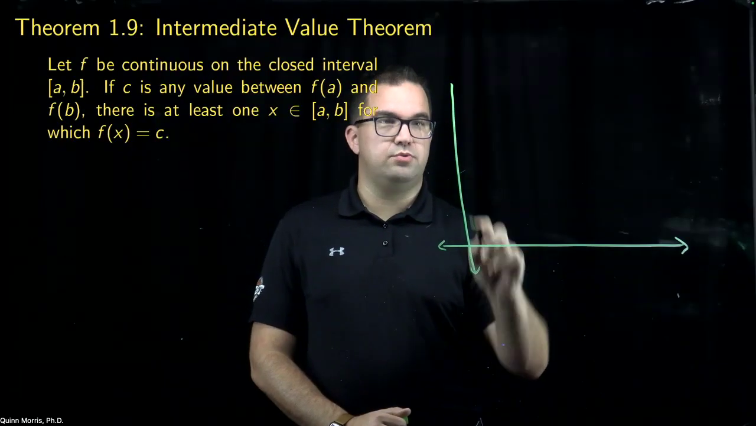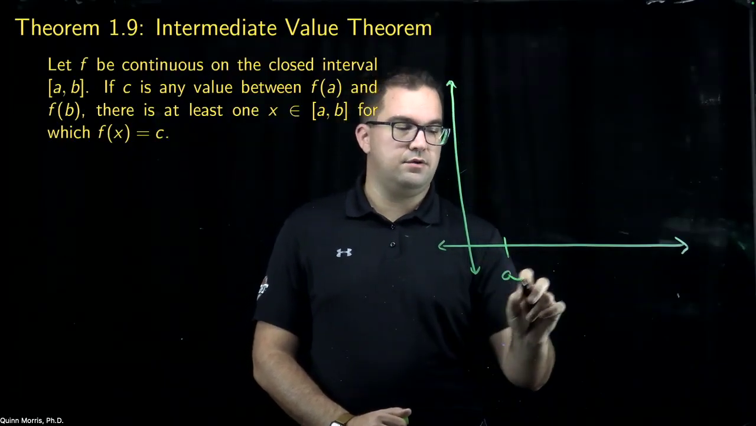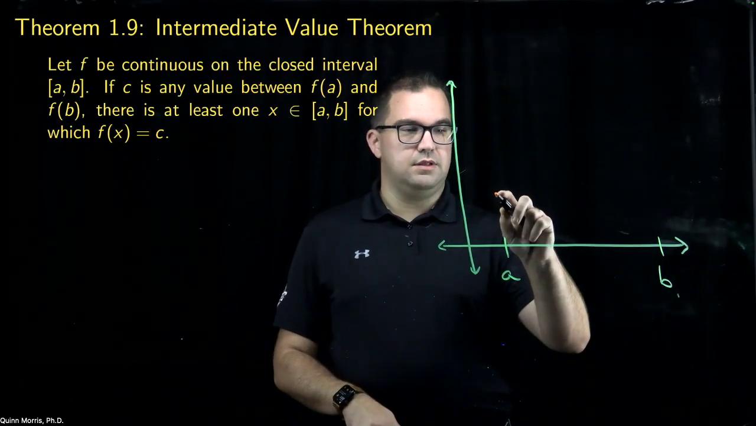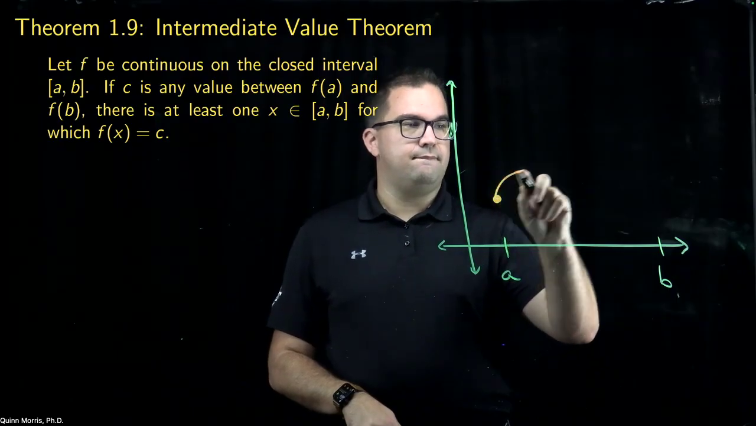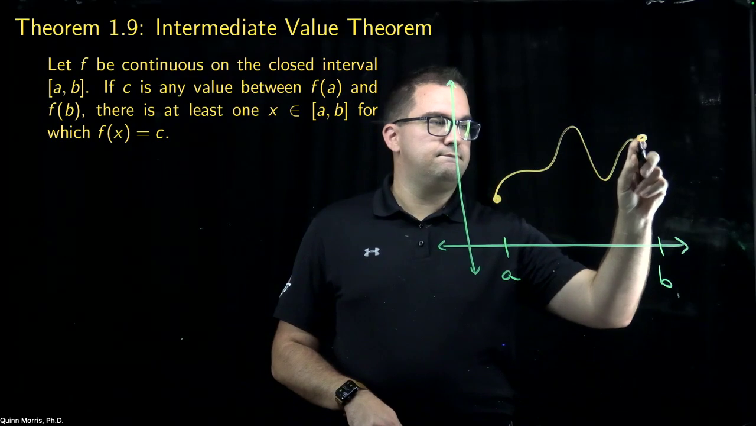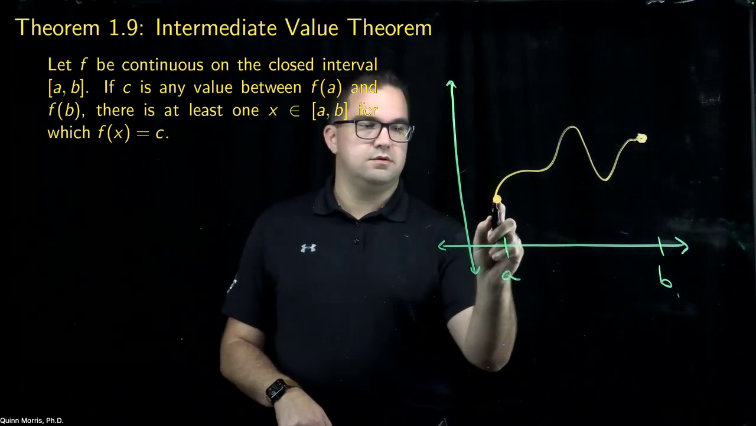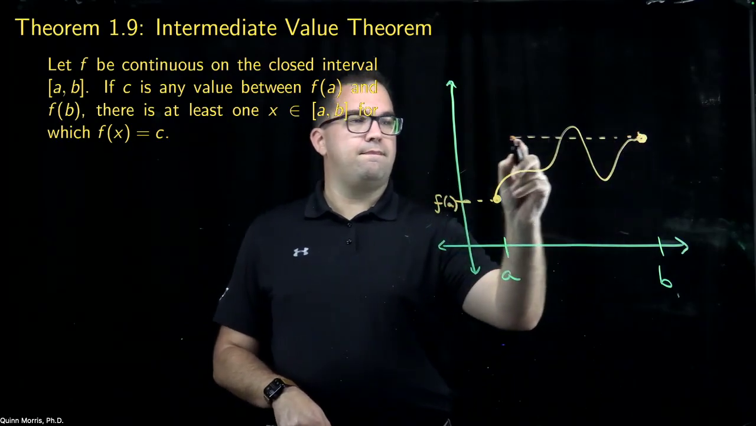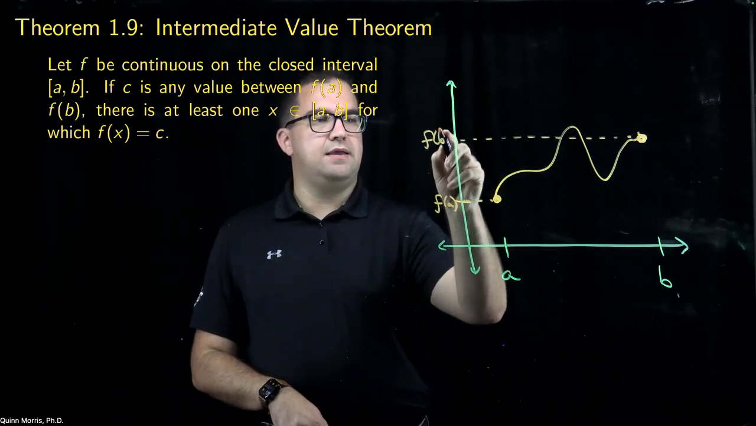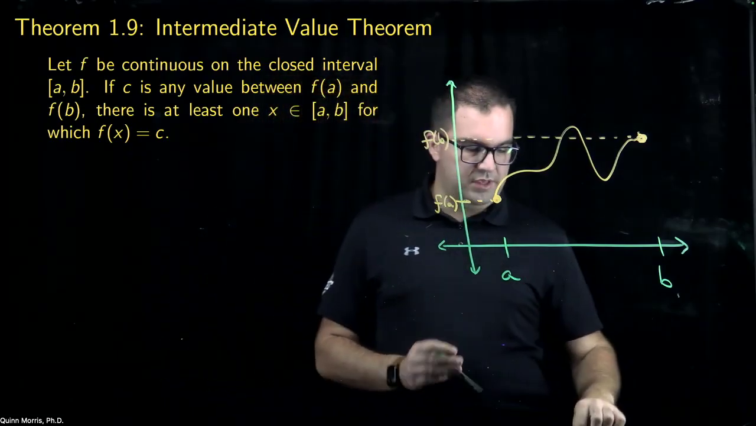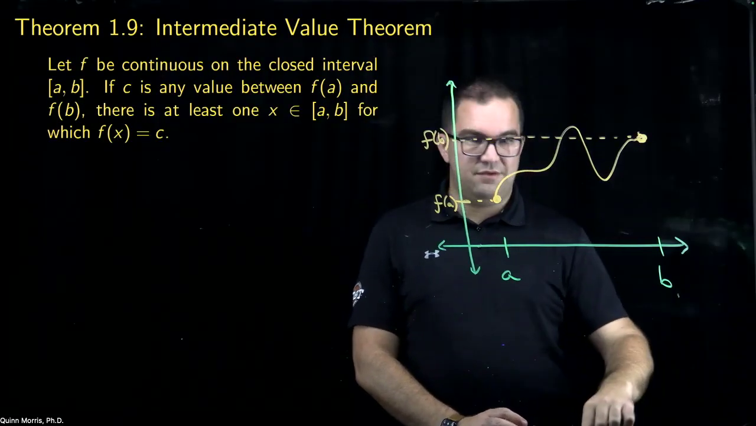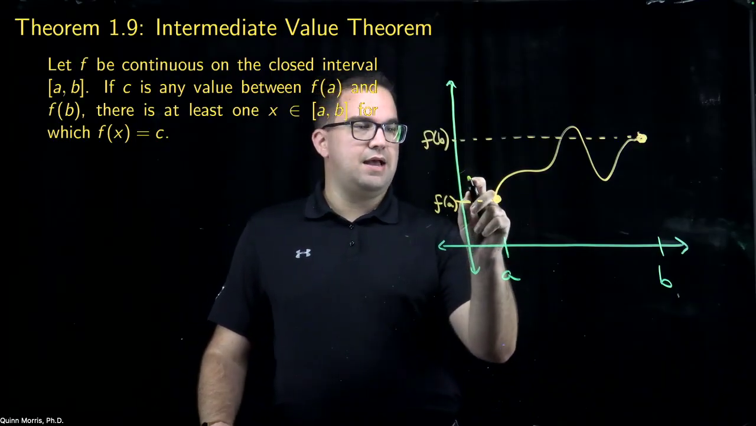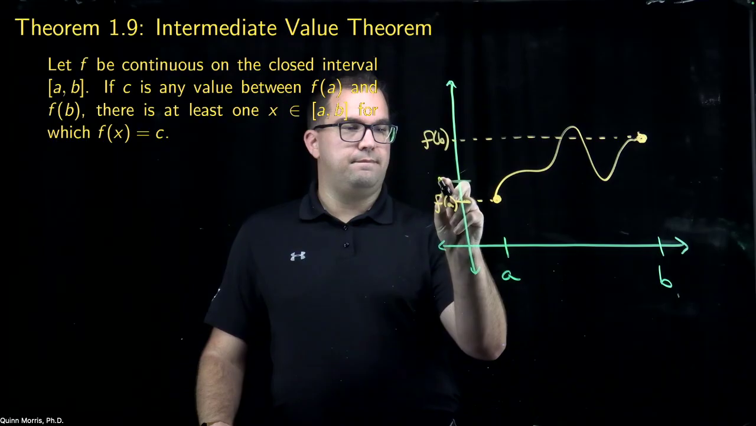Okay. So I'm going to assume that I have some function defined on a closed interval [a, b]. So let's say my function looks like this. If I write out over here, here's f of a, here's f of b. And what the intermediate value theorem says is, pick any value you would like between f of a and f of b. That's going to be our c. So let's say I pick a c value that's right here.